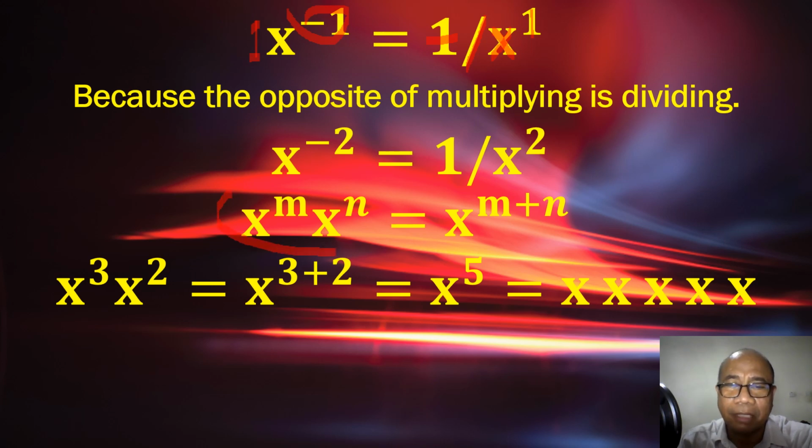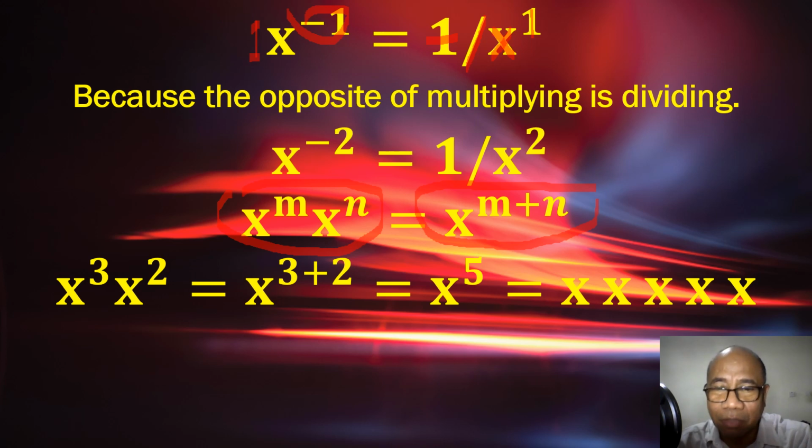From this pattern, m plus n, x cubed multiplied by x squared is equal to x raised to the power of 3 plus 2. And it is simply equal to x raised to the power of 5. And simply, it is equal to x multiplied by x multiplied by x multiplied by x multiplied by x. 5 times, we will multiply x by itself.